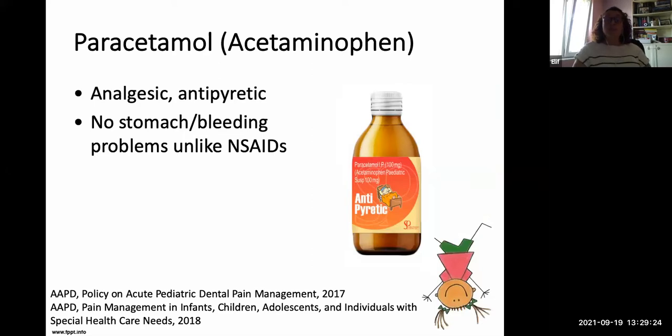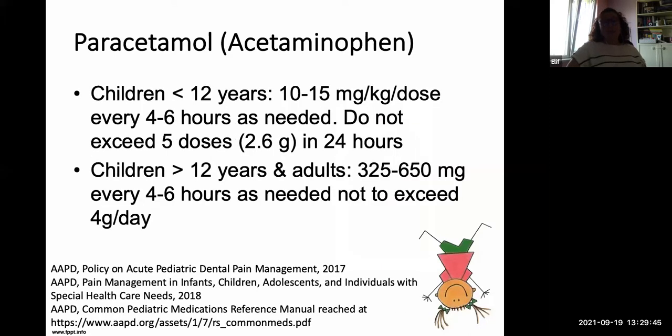The example of analgesics we mostly use is paracetamol. It's a non-NSAID drug, which is analgesic and antipyretic, and it causes no stomach or bleeding problems, unlike non-steroidal anti-inflammatory drugs. Here you can see how we prescribe the correct dosage in children below 12 years and over 12 years, as in adults.